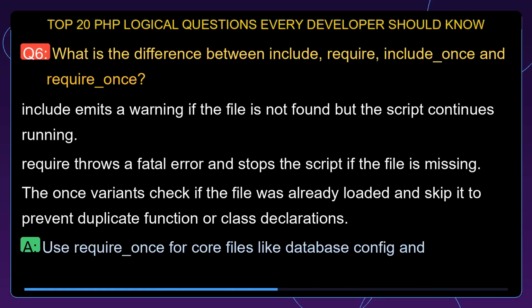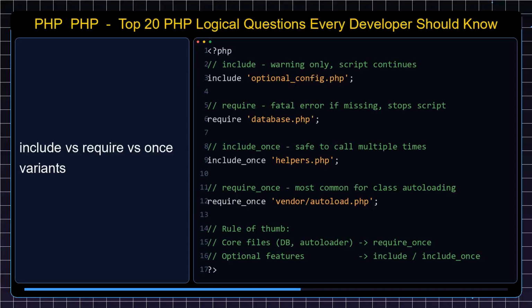Q6. What is the difference between include, require, include_once and require_once? Include emits a warning if the file is not found but the script continues running. Require throws a fatal error and stops the script if the file is missing. The once variants check if the file was already loaded and skip it to prevent duplicate function or class declarations. A. Use require_once for core files like database config and autoloaders. Use include for optional or non-critical files. Include vs require vs once variants.